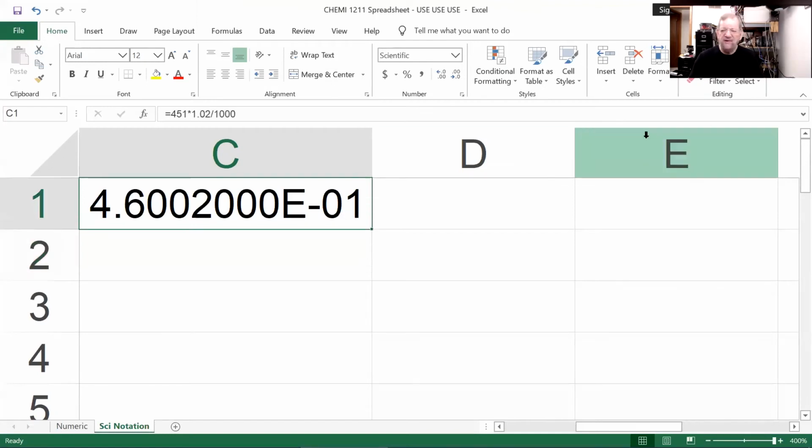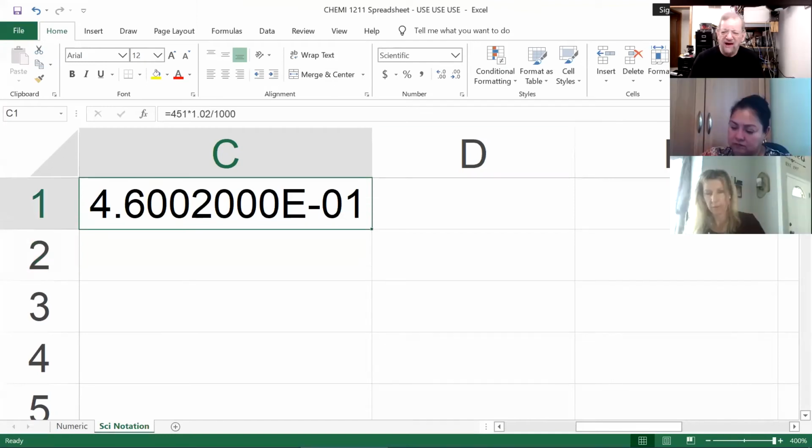And here's the number you get if you do the calculation. That's 451 times 102 divided by 1,000. Therefore, 3 significant figures. Keep the 4, keep the 6, keep the 0. Use the 0 to round off. So it'd be 4.06 times 10 to the minus 1.